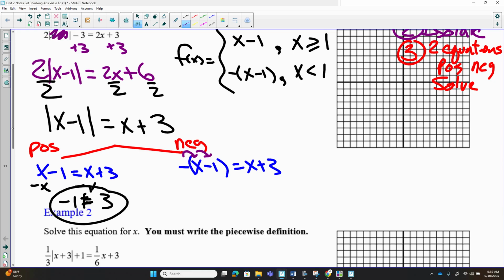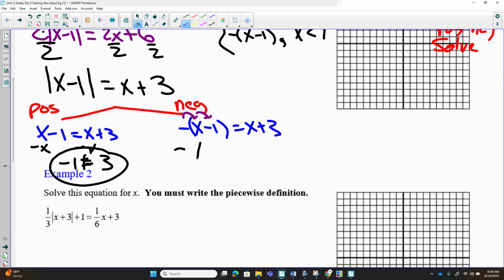But this mistake is probably one that I will see out of somebody in here, okay, is that when you distribute this negative, that makes that a negative x plus 1, okay? That is the number one mistake.